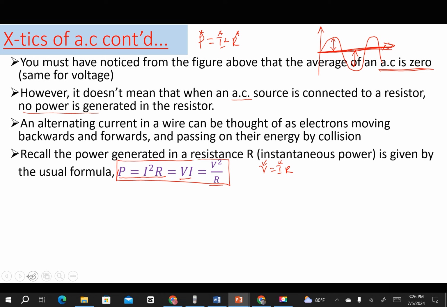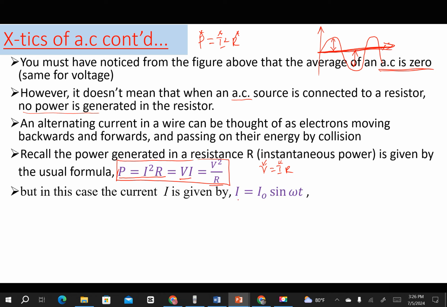Since for alternating values we have said that I equals I naught sine omega t, then if I use the DC formulas, I must modify them to incorporate the alternating values. For example, for power equals I squared times R, the I is not going to be direct current. It is instead going to be alternating current, which is given as I naught sine omega t. So if I make such a substitution, where there is I squared, I put the value of I as I naught sine omega t, because this is alternating current, then it becomes I naught squared R sine squared omega t.